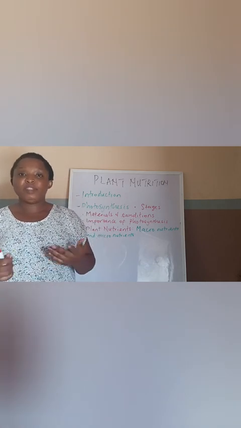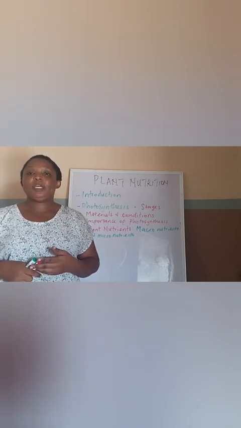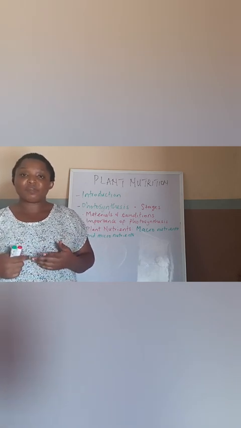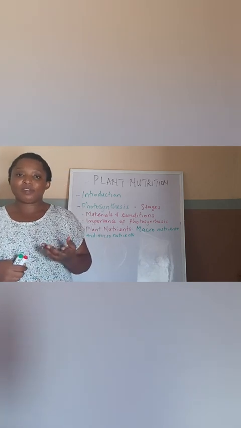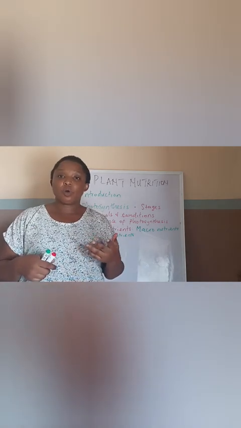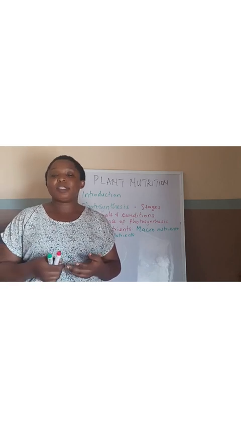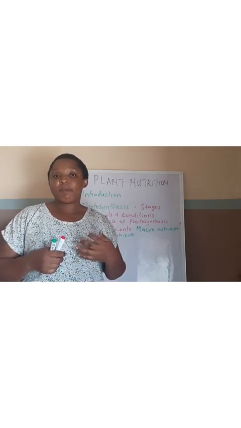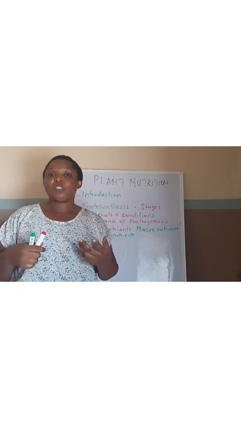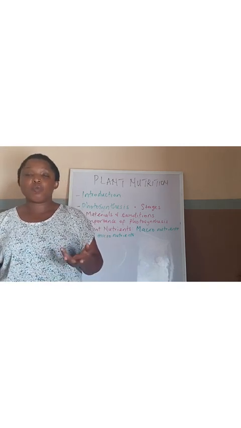So we have molybdenum. Molybdenum is also a micronutrient. It aids the fixation of nitrogen, and it also activates nitrates. The deficiency can lead to stunted growth of the plant. Then another one we'll be talking about is silicon. Silicon also is a micronutrient that is needed for cell wall formation. The deficiency of silicon will lead to poor growth.